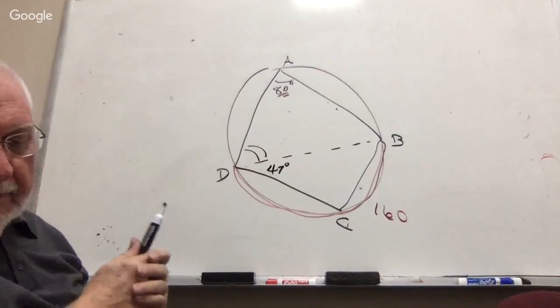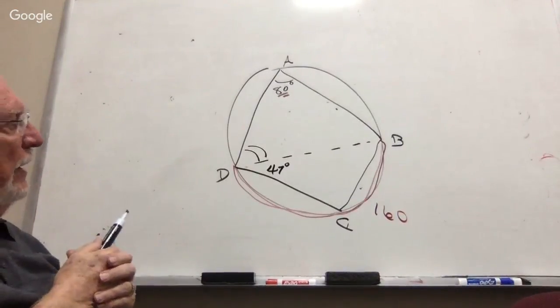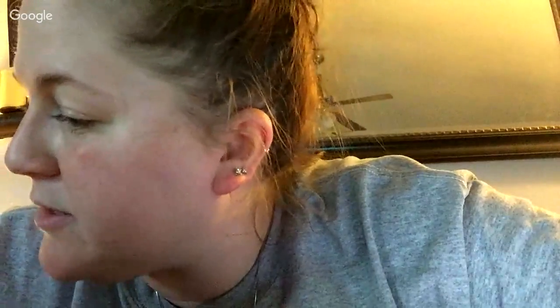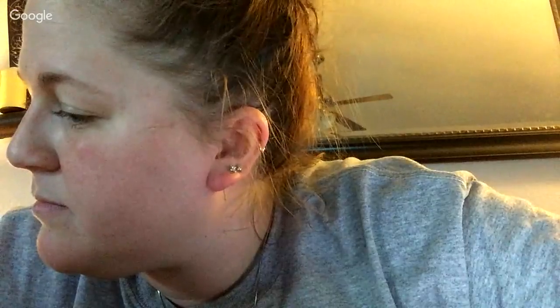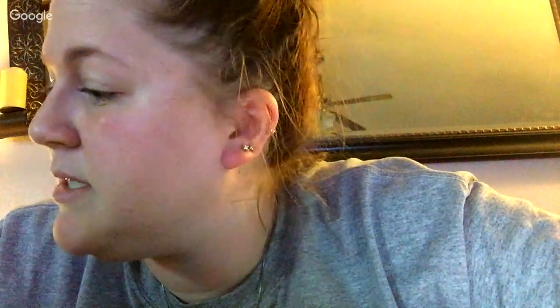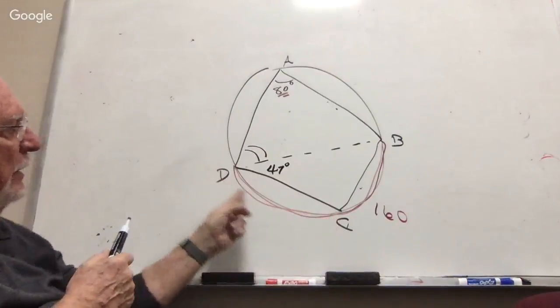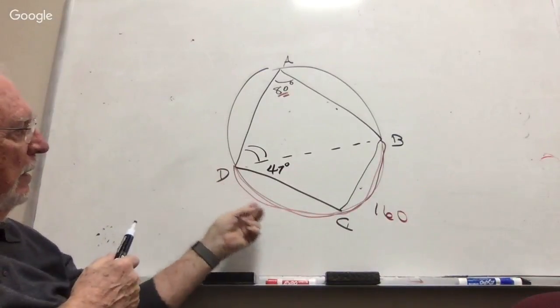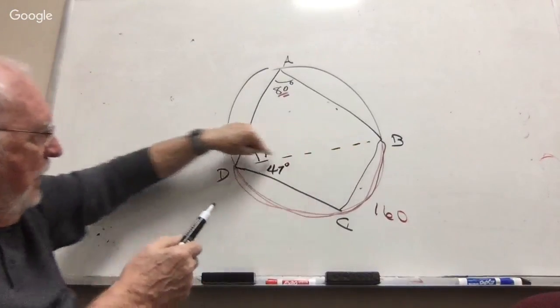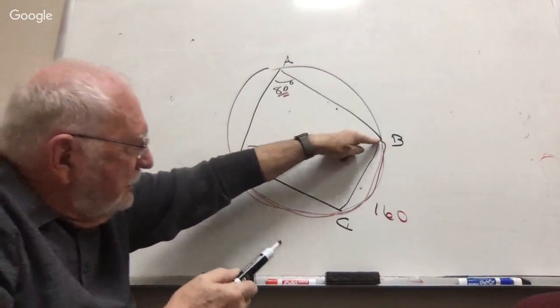All right, now, what else can we find out? Hang on, I'm trying to write all this down. So it's equal to 160. Well, then the other half is how big? Wait, hang on. This whole thing is 160. Now look at this angle here. It does the same thing, doesn't it?